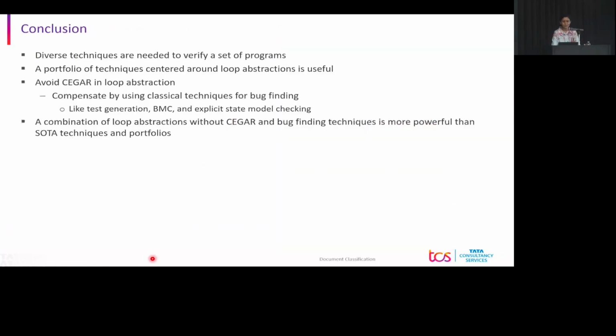I would just like to conclude that a diverse set of techniques is important to verify a set of programs. It is useful when those techniques are loop abstraction oriented, using simple structural analysis. And we can avoid CGAR by compensating for it using bug finding techniques like test generation, BMC, and explicit state model checking. And finally, a combination of loop abstractions without CGAR and bug finding techniques is more powerful than state-of-the-art techniques and portfolios. Thank you very much.